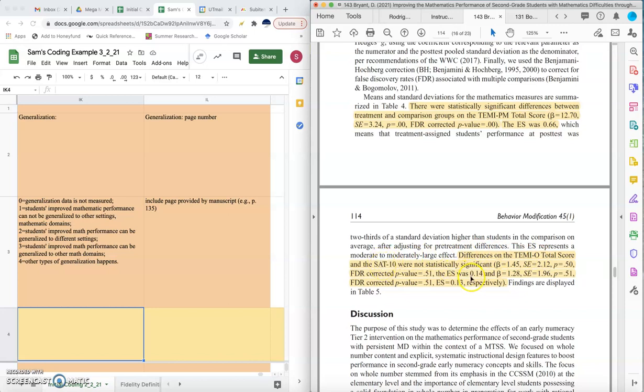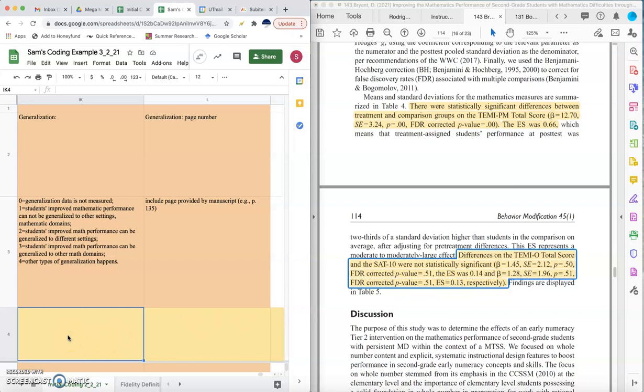The other thing I could look at to sort of highlight that is I can compare the effect sizes. So the effect sizes show how big of an impact the intervention had, and you can see in the TEMI-PM the effect size was 0.66 versus in the TEMI-O it was 0.14 and 0.13. So the students did not generalize. They did not do as well on the generalization test as they did on the original proximal measures. So they didn't do as well on the distal measures as they did on the proximal measures.